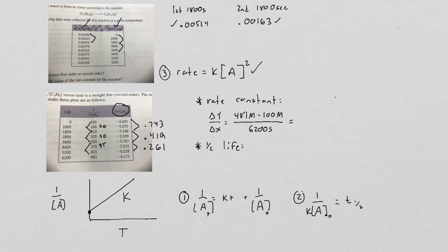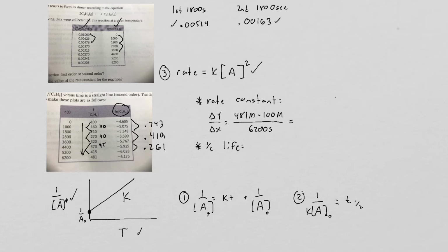The difference in this case is, as you can see, the numbers are getting larger, so the slope is going to be a positive value. So if you graph 1 over the concentration versus time and you get a straight line with a positive slope, it is second order. A couple of things to note about this graph. The y-intercept is 1 over A0, this right here. The slope is going to be equal to the rate constant, not negative. You don't have to negate it this time because it's already a positive value.